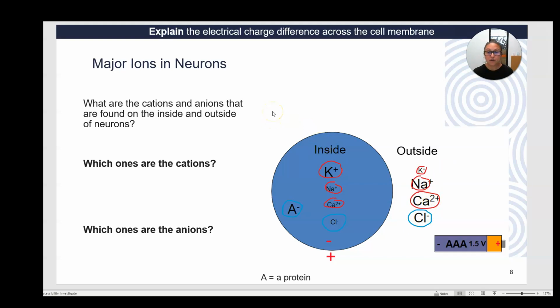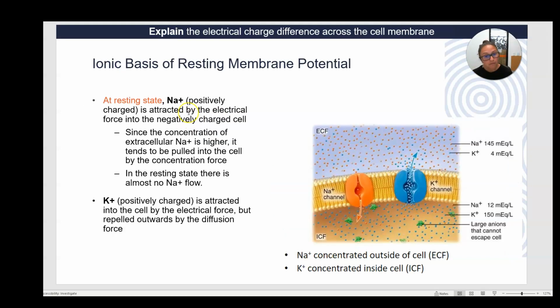Okay, so we know that we have cations and anions inside and outside of our neuron, and they all are different. Okay? But what you need to remember, that when I add all of these up and compare them to all of these all added up, the inside is still more negative compared to the outside. Okay? That's a major point.